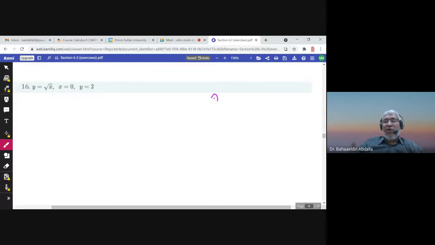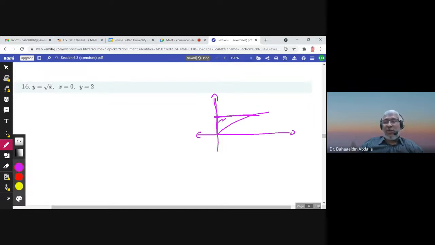y equals the square root of x. x equals 0, which is this one. And y equals 2, this one. So where is the region? This is the region. We need to rotate this region about the x-axis. So we choose a rectangle parallel to the x-axis. The width of this rectangle is dy. So the integral would be with respect to y. y is from 0 to 2.